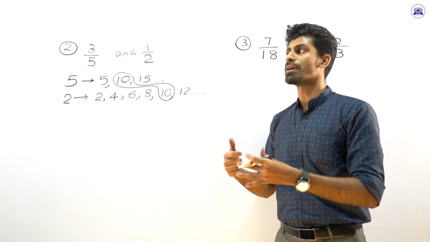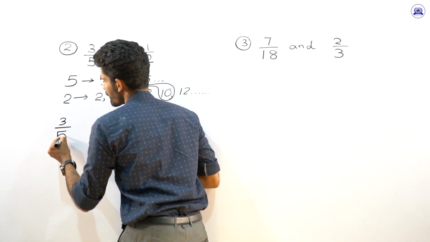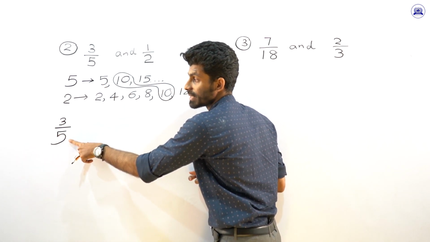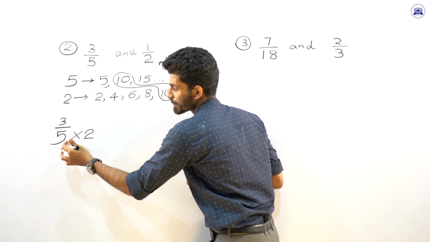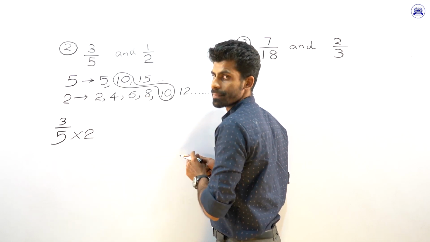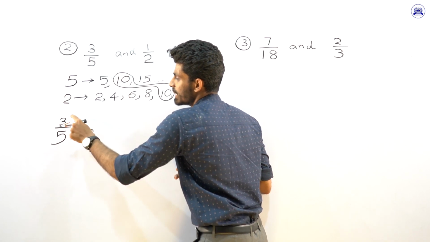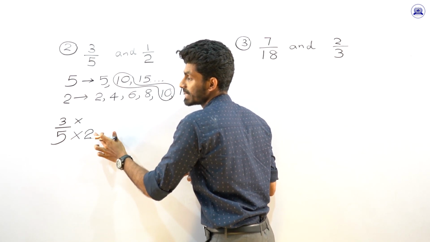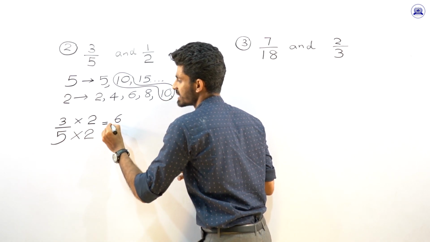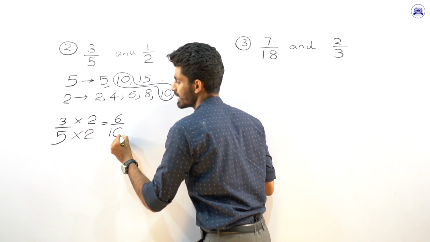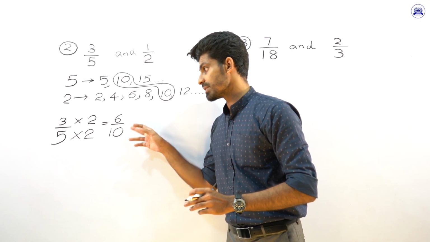So we need to convert the denominators into 10. Look at this one, 3 over 5. I need to convert this into 10. To convert into 10 you need to multiply by 2, because 5 into 2 equals 10. Since you are multiplying the denominator by 2, you need to multiply the numerator also by 2. 3 into 2, 6. 5 into 2, 10. 3 over 5 is equivalent to 6 over 10.